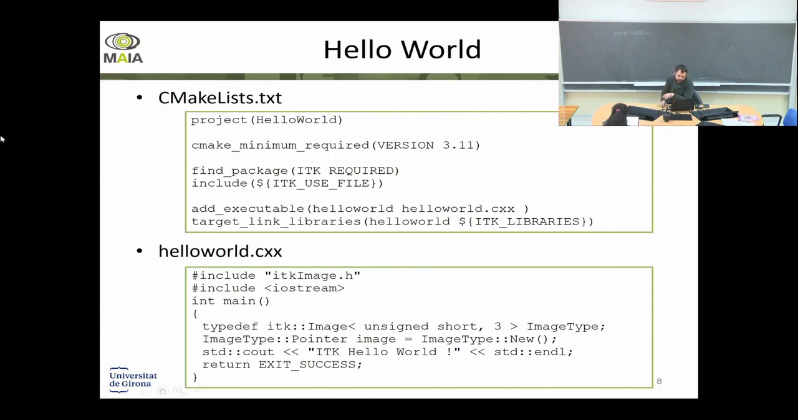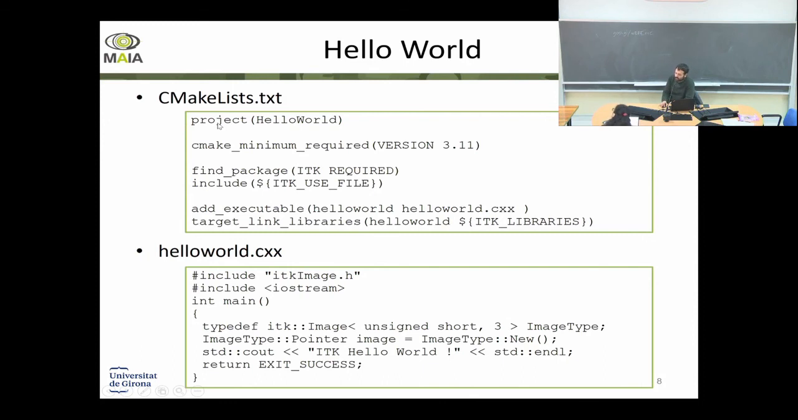Okay? This is also cross-platform. So with only a CMakeLists file and Hello World, you should be able to compile on any different platform: Windows, or Mac, or Linux. Okay? So here is just an example of what the CMakeLists looks like, a very, very simple one.